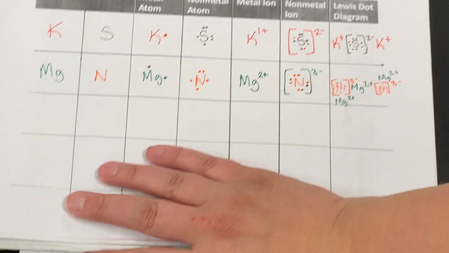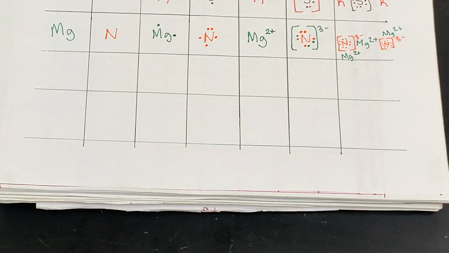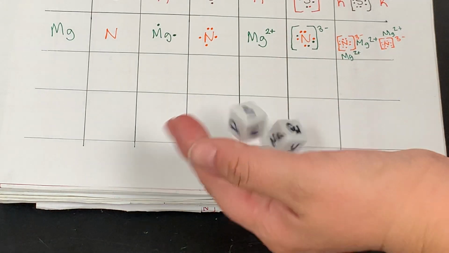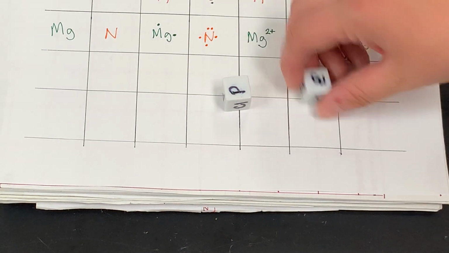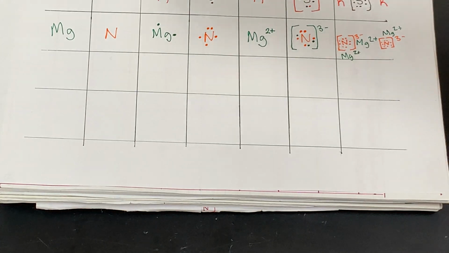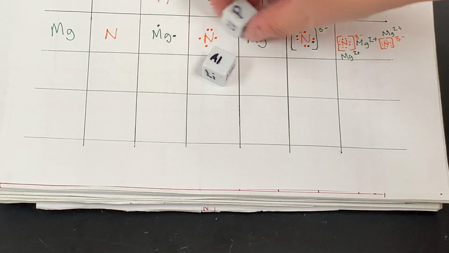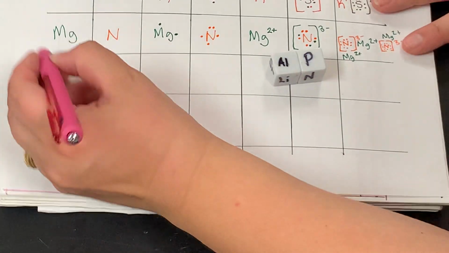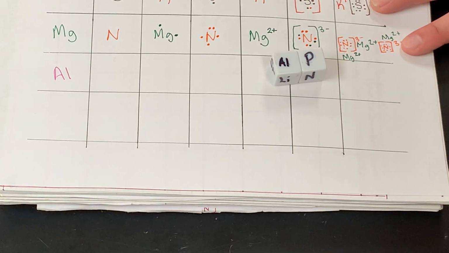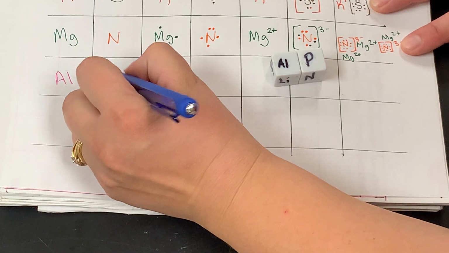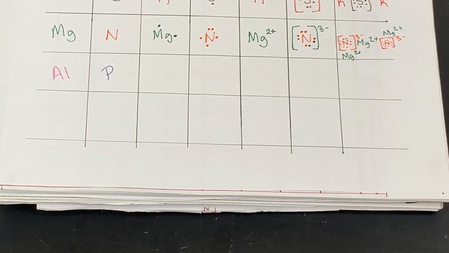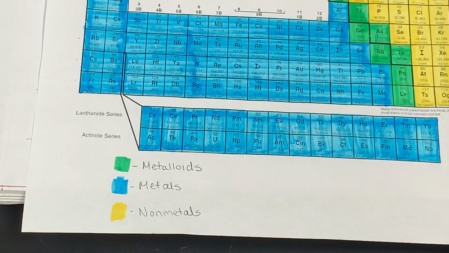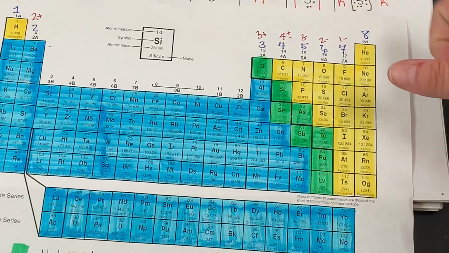Okay, let's do one more and then let's talk about your assignment for today. All right, that's the exact same problem, so I'm going to try again. Ooh, aluminum and phosphorus. That's a good one. Let's do this one. So our metal here is aluminum. Our non-metal is phosphorus. All right, so we're going to go to our periodic table and find aluminum.